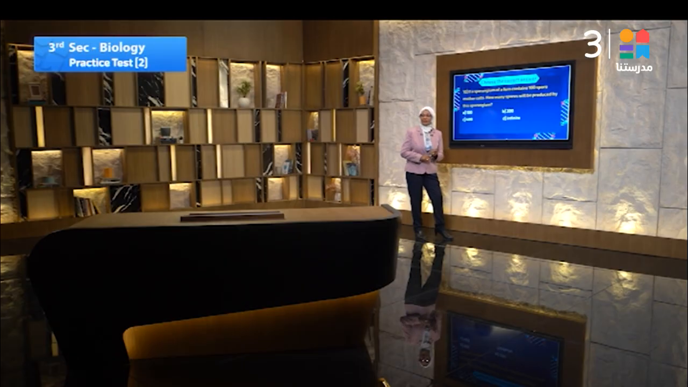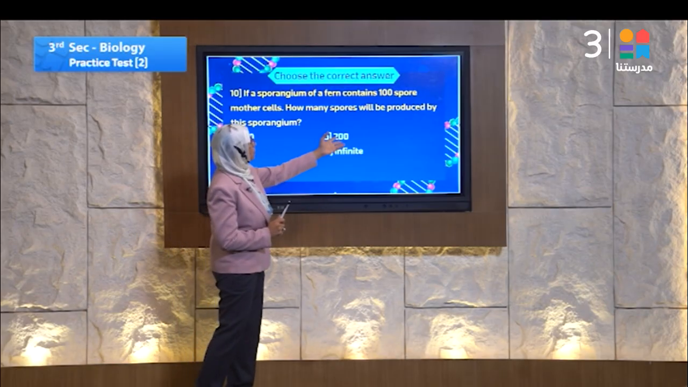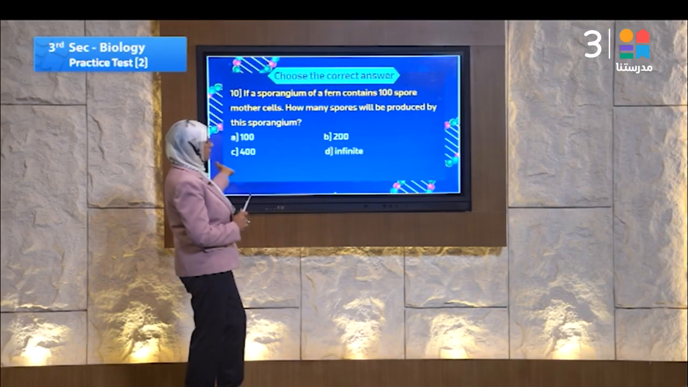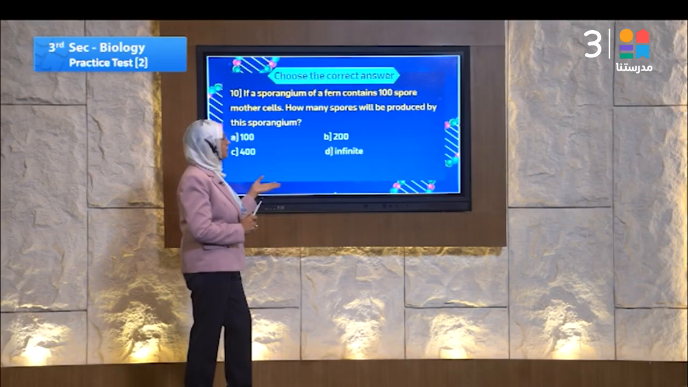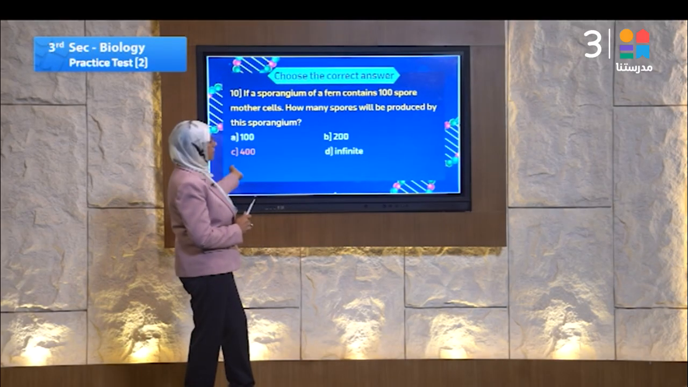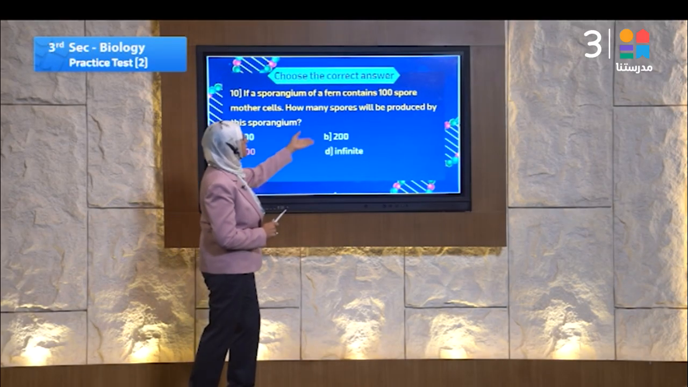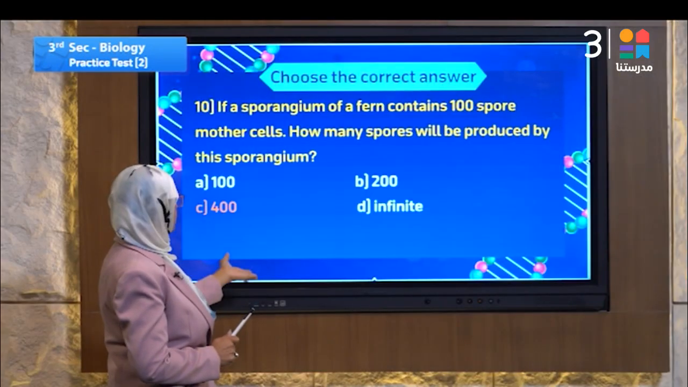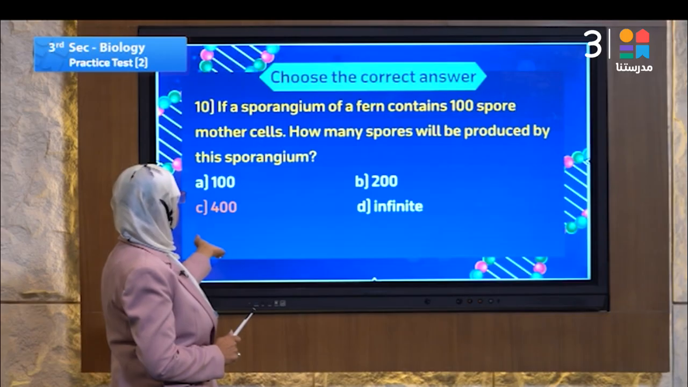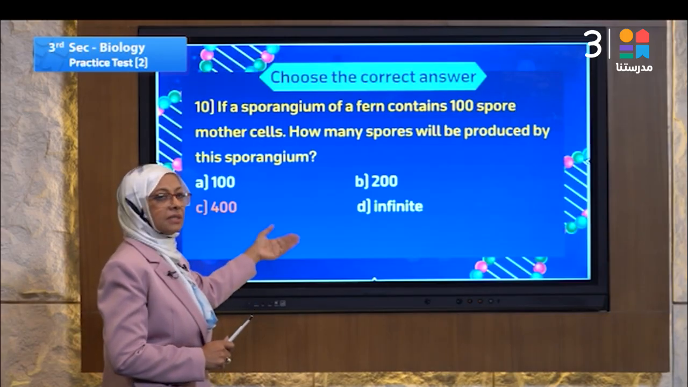Meiotic division produces, from one cell, four cells. Each of them contains half the number of chromosomes. So 100 spore mother cells will produce 400 cells, each containing half the number of chromosomes. So the answer must be 400, because it's a meiotic division. 100 spore mother cells produce 400 spores in the sporangium. Yes, that's the answer.